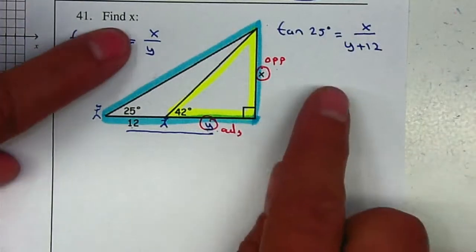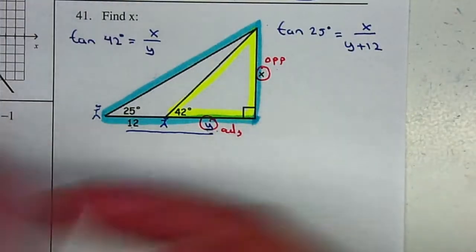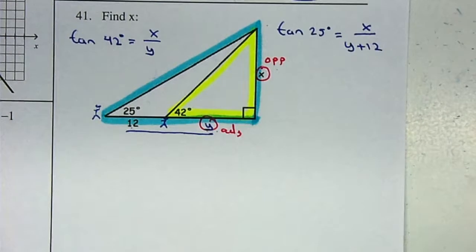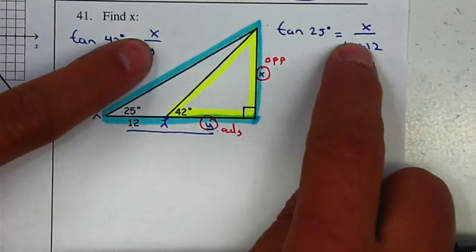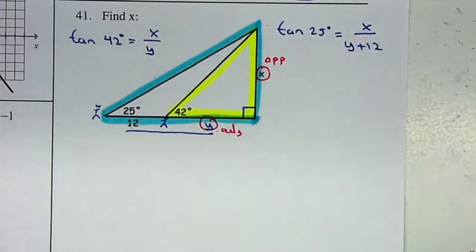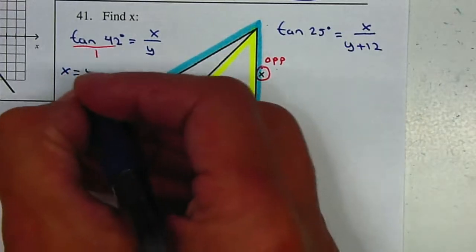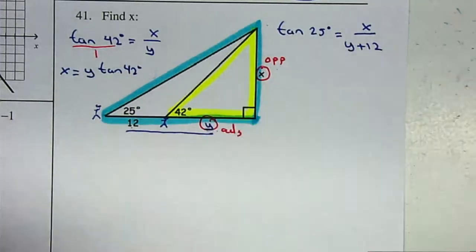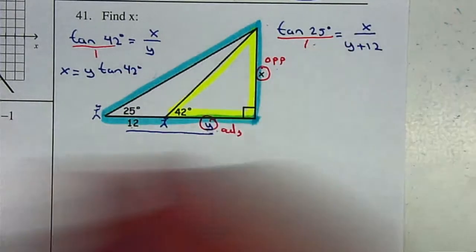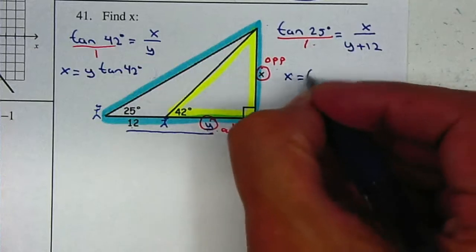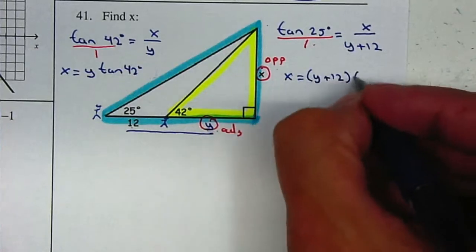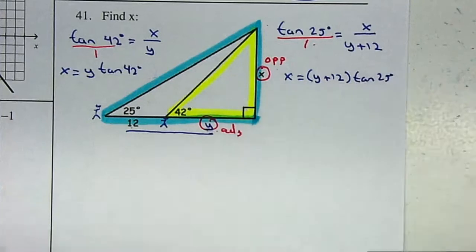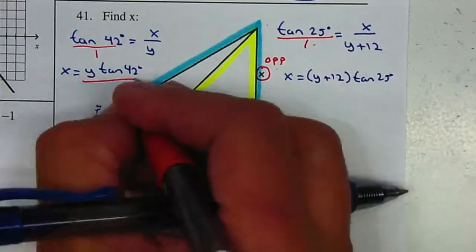You can decide whether you want to solve for x or for y, and then we can place them on each other. We can also use substitution if we want. But it works better if we solve for x and then just make them equal to each other. So in this case, I'm going to place over 1 and cross multiply. It gives me x is equal to y multiplied by the tangent of 42 degrees. I'm going to place over 1 and cross multiply once again. So it gives me x is equal to y plus 12 multiplied by the tangent of 25 degrees. I must set them equal to each other.